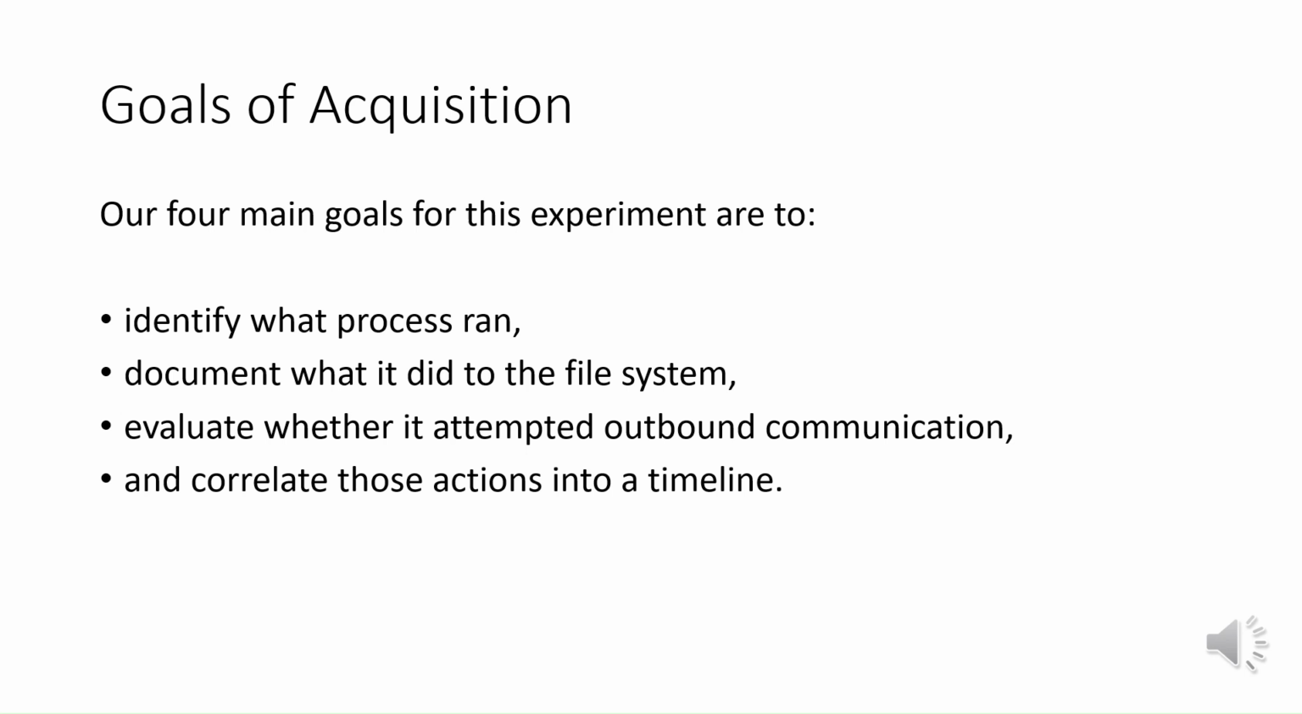Goals of acquisition. Our experiment had four main goals. First, identify exactly what processes the ransomware executed. Second, document how it altered the file system. This includes which files it encrypted, created, or deleted. Third, check whether it tried to communicate over the network. And finally, connect all of those behaviors into a coherent, time-based narrative. Each of these goals reflects real-world forensic priorities: understanding what happened, how it happened, and when it happened. These are all things that we wanted to focus on collecting during the investigative process.